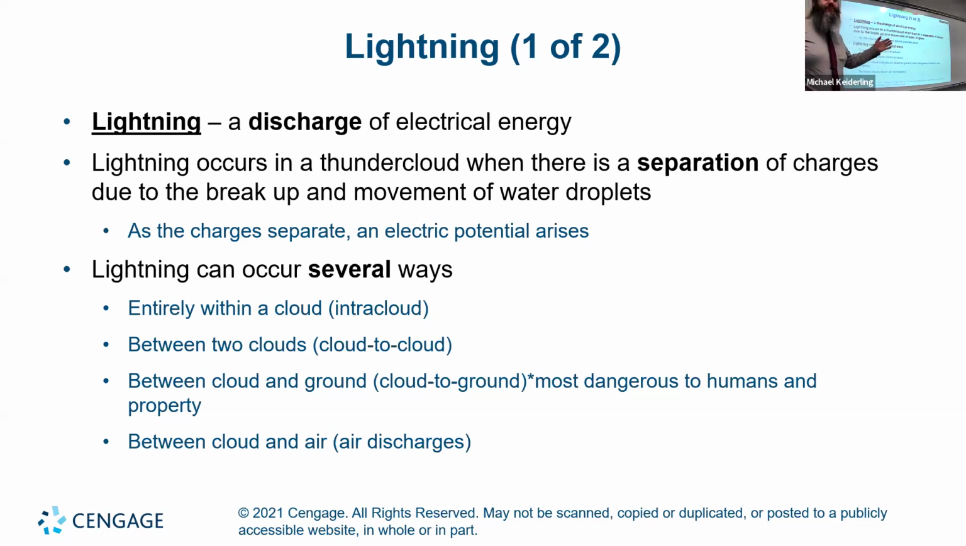Between two clouds, cloud to cloud. Between a cloud and the ground, which is the most dangerous to humans and properties, because all these others are up in the air. And then lastly, between a cloud and air, what's called an air discharge. It just sort of discharges out into the air, it dissipates.